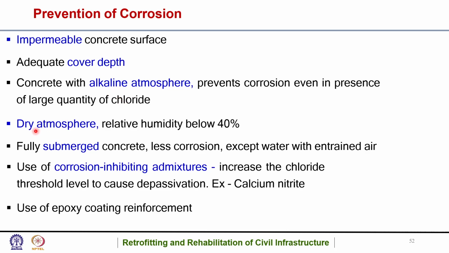Then we can have dry atmosphere, that is relative humidity below 40%. Even in fully submerged concrete there is less corrosion, except water with entrained air, because then there will be intrusion of chloride and acids and other chemicals basically. And then we can go for use of corrosion inhibiting admixtures, such as those increasing the chloride threshold level to cause depassivation.